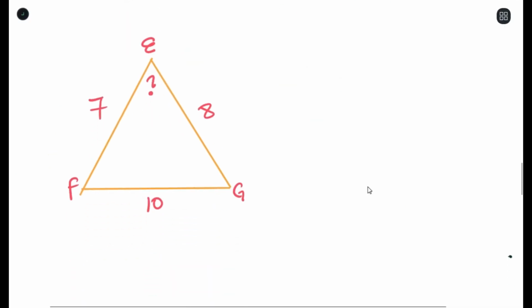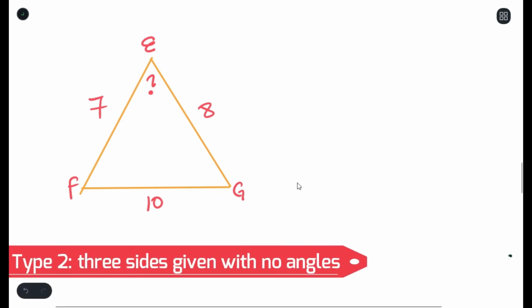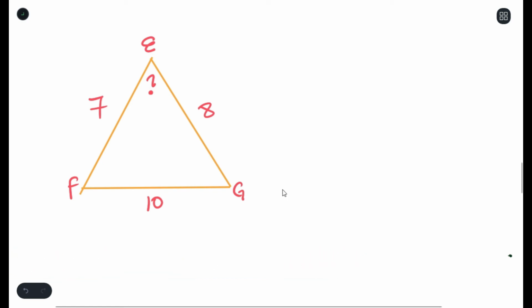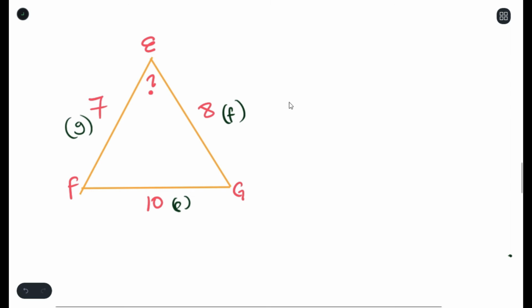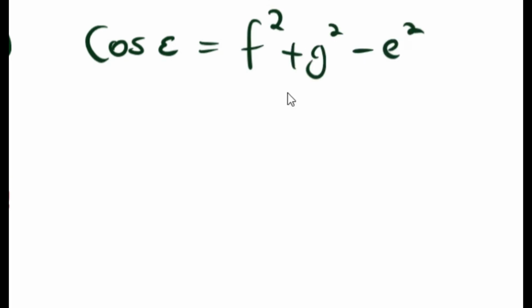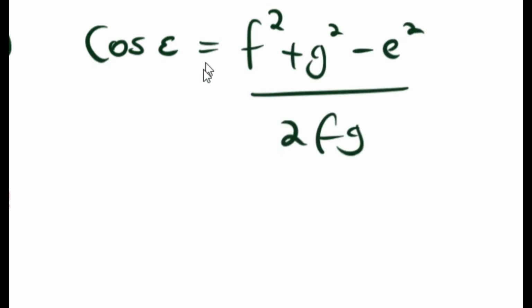Another way in which you can use the cosine rule is if you have 3 sides with no angles given, and you're trying to get any of the angles, then you can use the cosine rule. To answer this, we understand that this here will be small e, this will be f, and that there would be g. The formula we use for this, since we're trying to get e, cos e, it's going to be, so all we just need to do is substitute.